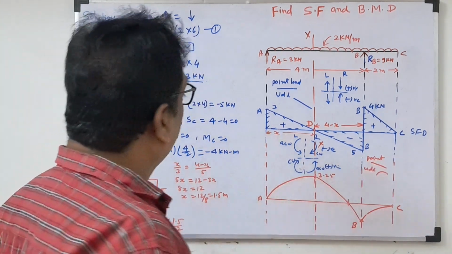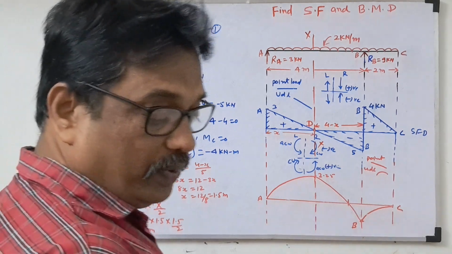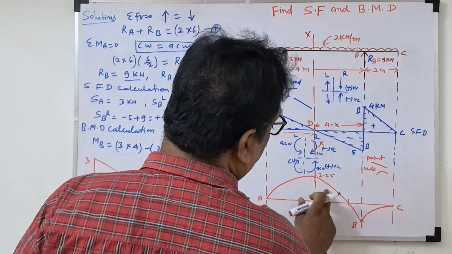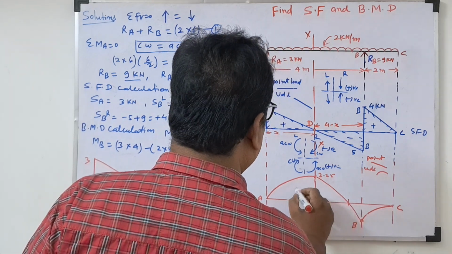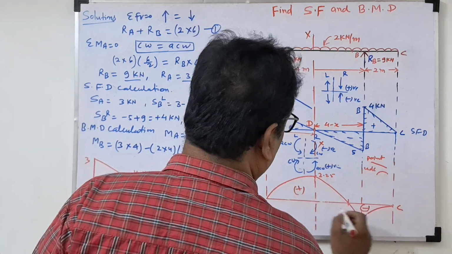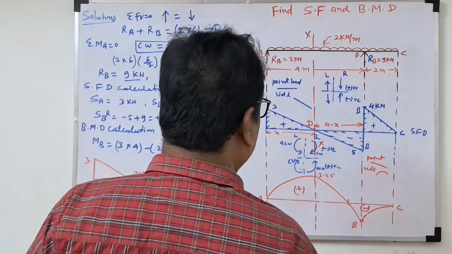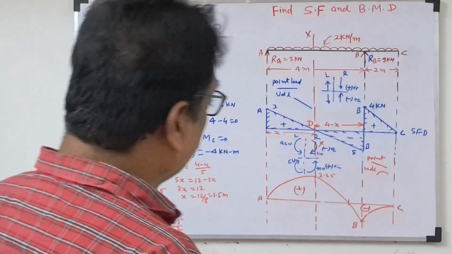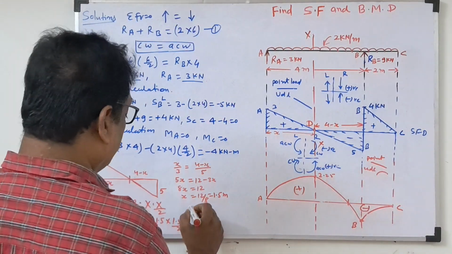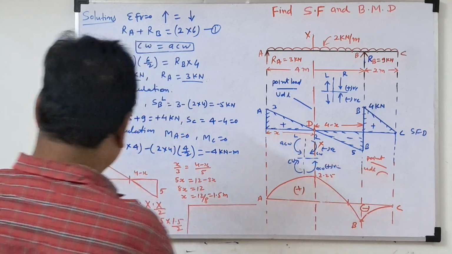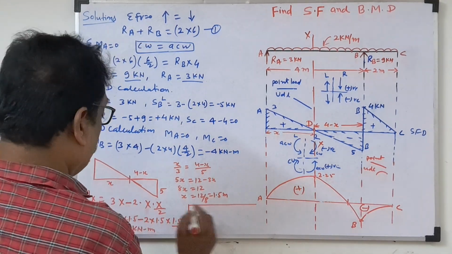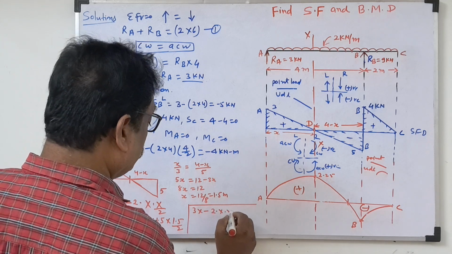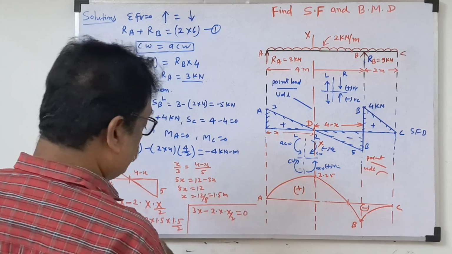Now we'll calculate the contraflexure point. The contraflexure point is where the bending moment diagram crosses the sign from plus to minus. This is the positive bending moment, this is the negative bending moment. Once it crosses the sign, that point is known as the contraflexure point. So we have to find this distance. We take the bending moment equation equal to 0, so 3x minus 2 into x by 2 equal to 0.